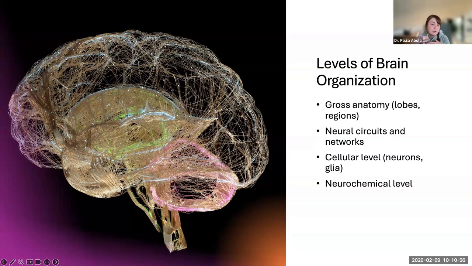So changes at the cellular or neurochemical level can cascade upward, ultimately altering the large-scale brain networks and observable behavior. So bridging biology and psychology in a very concrete way. And this is what we're addressing in neuropsychology.